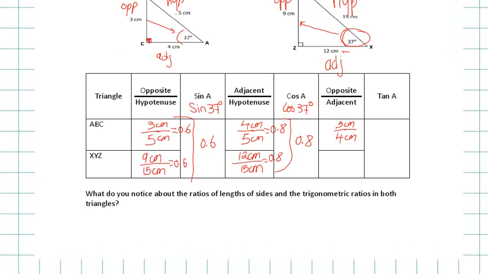Cosine is the same as what? Adjacent over hypotenuse. And what do you think tan is going to be the same as? Opposite over adjacent. Yeah. Okay, let's do that.